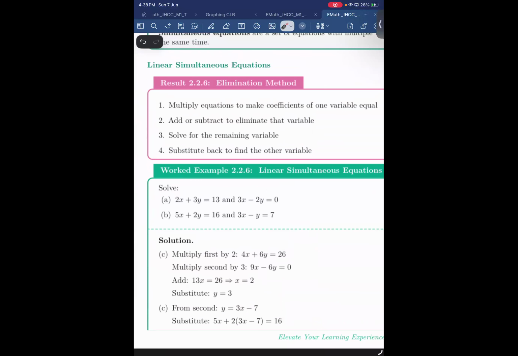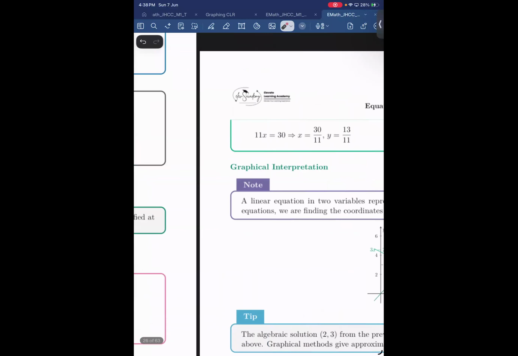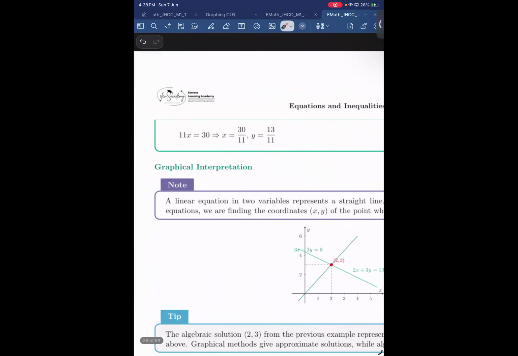The second equation is essentially the same idea. I won't really go through it in too much detail.